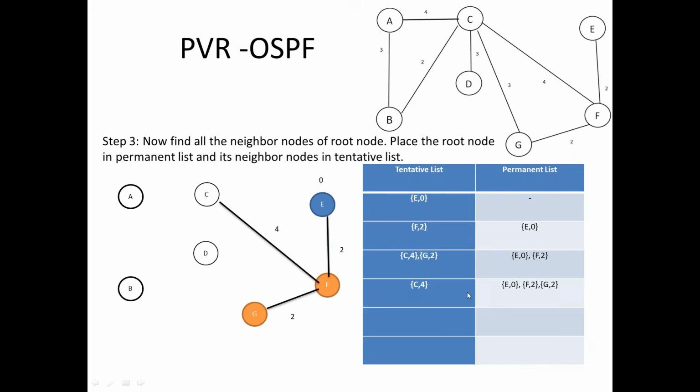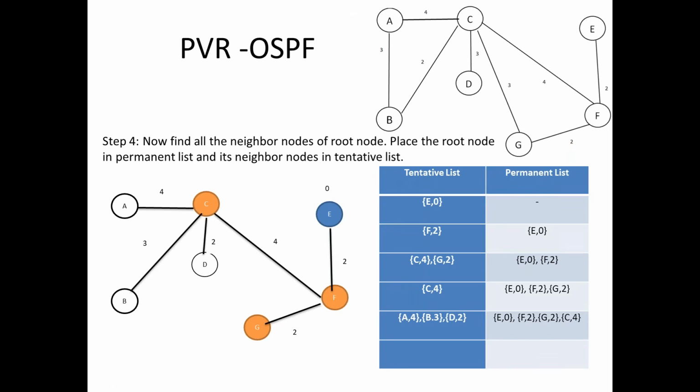So in the next step, I have to add all the neighbors of C and I have to move the node C from the tentative list to the permanent list. So if you see the diagram here, I have added all the nodes with their cost, and I have to move the node C to the permanent list. So now my tentative list has A of 4, B of 3 and D of 2.